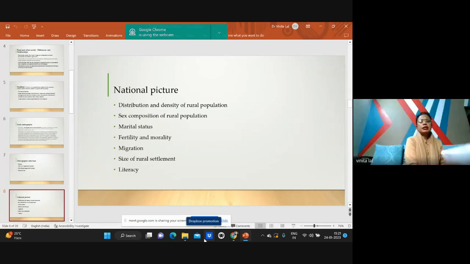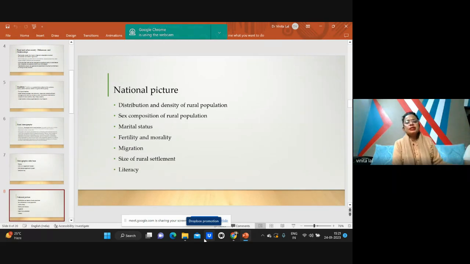Okay, right. Now we come to the sex composition of rural population. This section provides detail that should help you in understanding the various aspects of demographic dynamics. It also influences the growth of population and also its distribution. The most significant aspect of demographic dynamics is sex ratio. It is an important social indicator used to measure the extent of prevailing equity between males and females in the society.